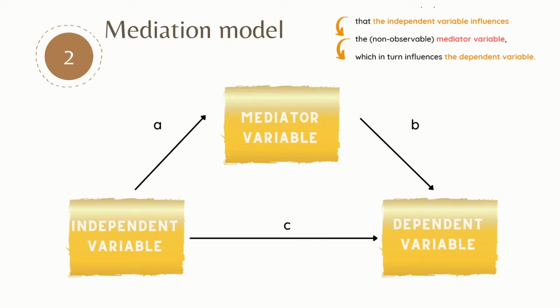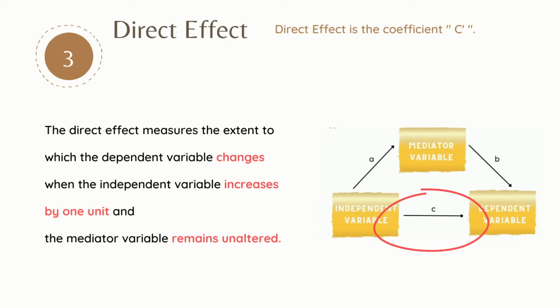Let's look at it in a graphical, visual way. Here we are looking at how the independent variable affects the mediator, and the mediator influences the dependent variable. We need to touch as well on the direct and indirect effect. The direct effect is the coefficient C. The direct effect measures the extent to which the dependent variable changes when the independent variable increases by 1 unit and the mediator variable remains unaltered.